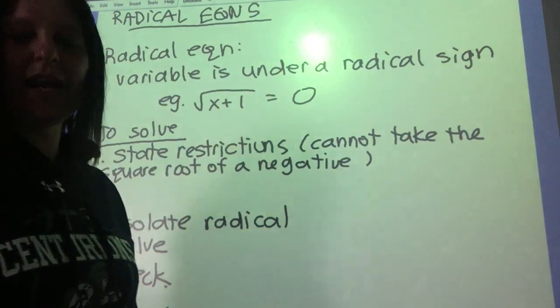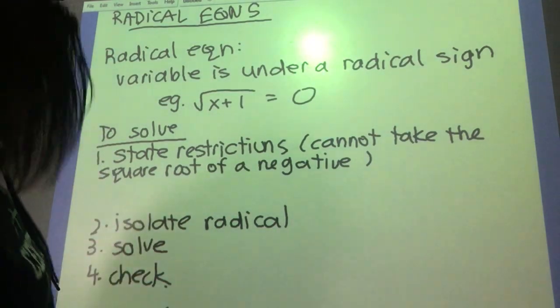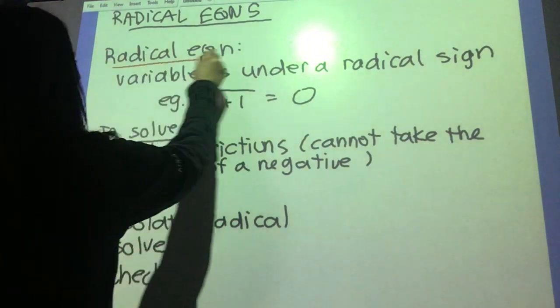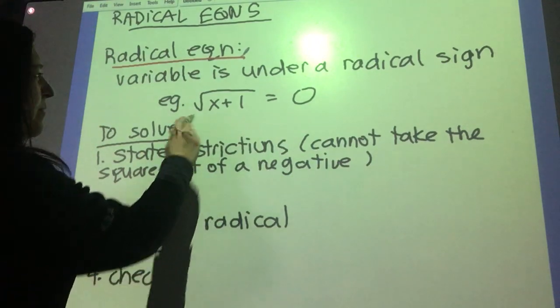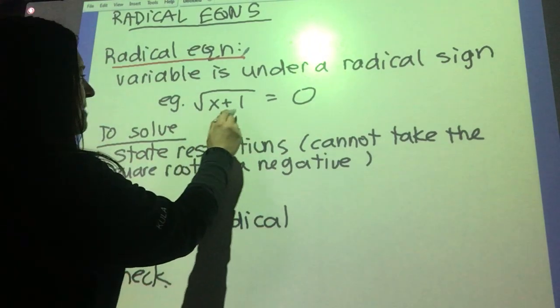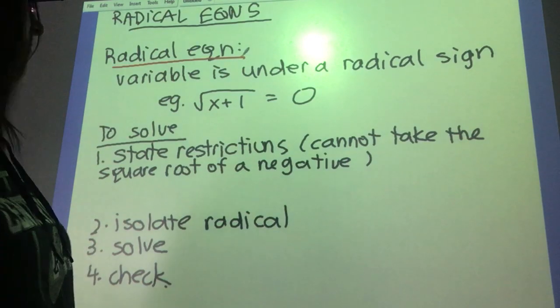Right now we've been talking about radical expressions. This is the first time we're looking at a radical equation. By definition, a radical equation just means that you have a variable under a radical sign. So our example would be the square root of x plus 1 equals 0. We'll start with a real simple, easy one just to go through our rules.